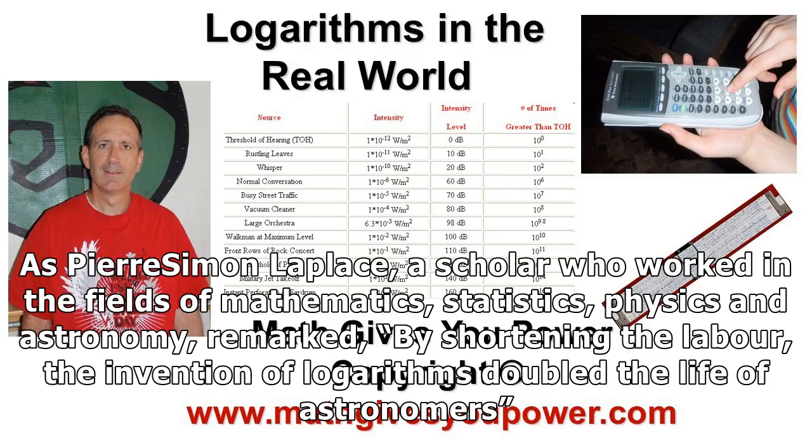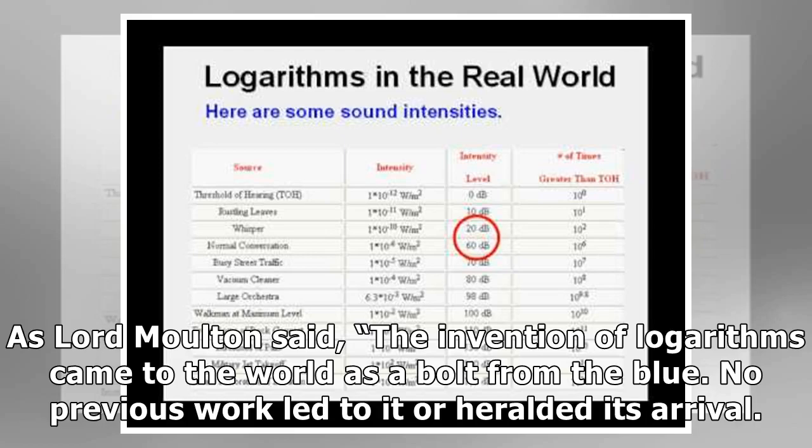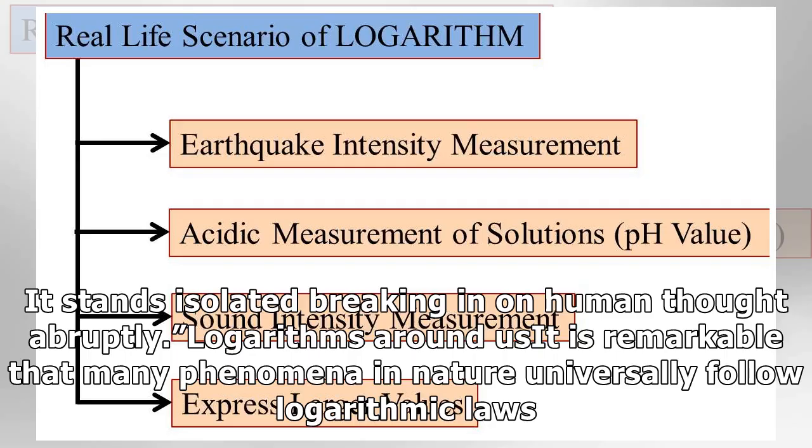As Pierre-Simon Laplace, a scholar who worked in the fields of mathematics, statistics, physics and astronomy, remarked, by shortening the labor, the invention of logarithms doubled the life of astronomers. The invention of logarithms, as far as dealing with complex calculation is concerned, is second only in importance to the invention of the decimal and place value system, including the zero concept pioneered by Indian and Arab mathematicians. As Lord Moulton said, the invention of logarithms came to the world as a bolt from the blue. No previous work led to it or heralded its arrival. It stands isolated, breaking in on human thought abruptly.